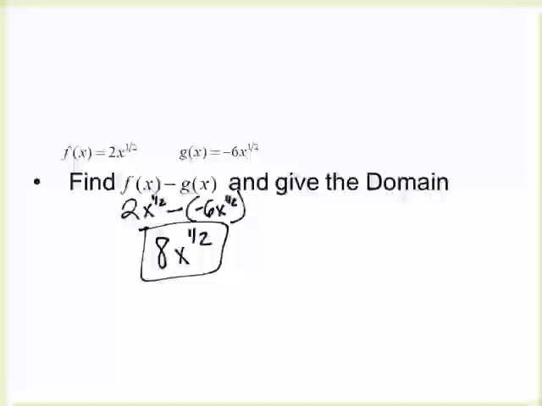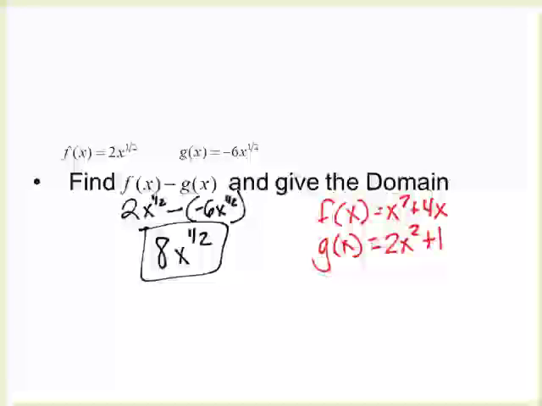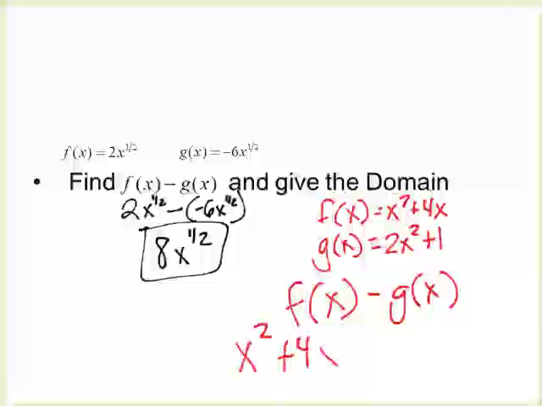Parentheses are really important when you're subtracting. They're not as important when you're adding, but when you're subtracting, they can make a huge difference. So as a side note, let's say that f of x was x squared plus 4x. And g of x is 2x squared plus 1. If I do f of x minus g of x, f of x is x squared plus 4x, minus g of x is 2x squared plus 1. Why do the parentheses make a difference there? Because I have to distribute the negative.